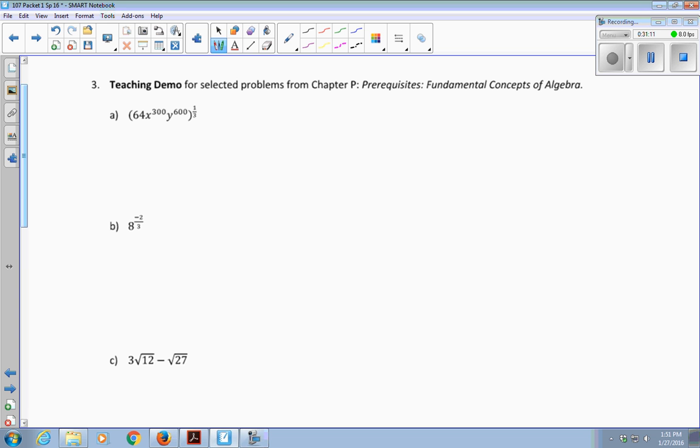Okay, so if I want to raise all of this stuff in parentheses to the 1/3 power, that means that I have to raise every single thing in that parenthesis to the 1/3 power.